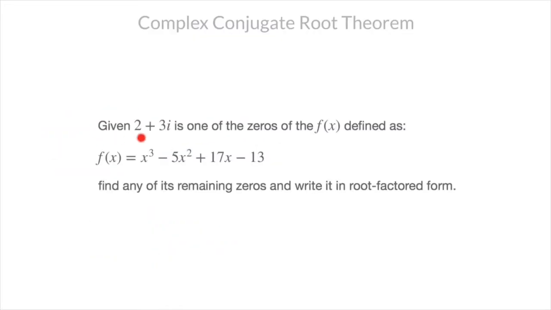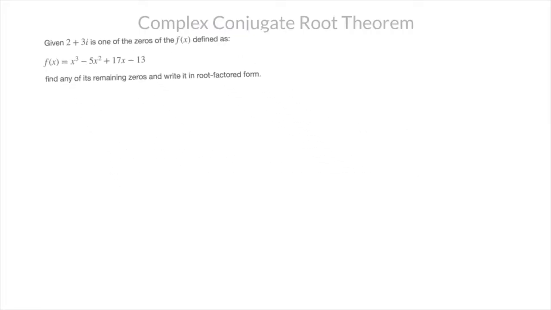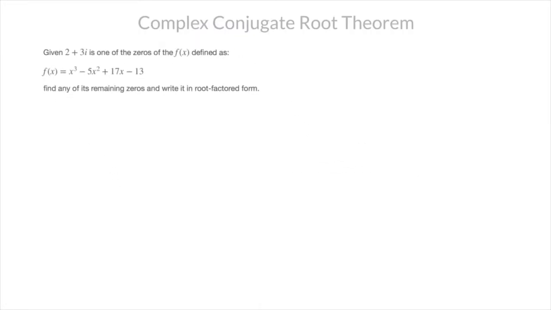We're told, given 2 plus 3i is one of the zeros of f of x, which is defined as f of x equals x cubed minus 5x squared plus 17x minus 13, find any of its remaining zeros and write it in root factored form. Okay, well let me start by moving this question to the side, like so, and now we can get started. So first of all, the question itself gives us one of the roots of this polynomial function. Indeed, we're told that 2 plus 3i is one of the zeros, in other words, one of the roots.